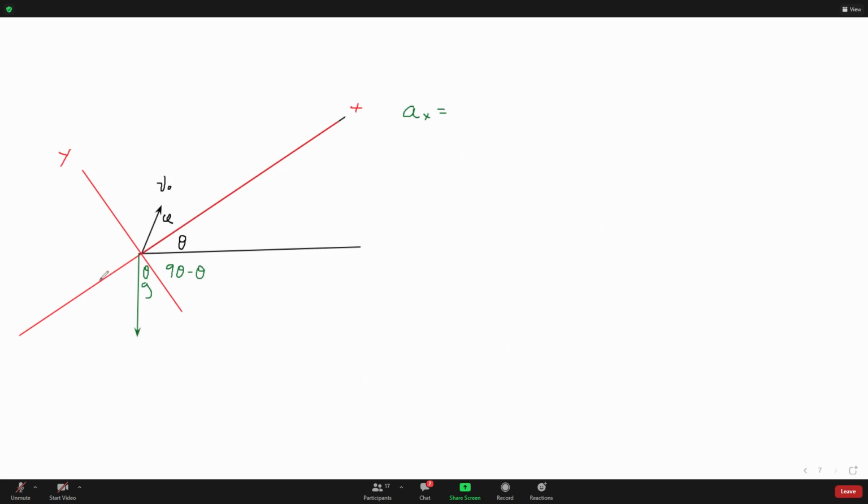Well, that angle is theta, so that this angle here is 90 minus theta. So isn't this the cosine of 90 minus theta times g in the negative direction? And can I write the cosine of 90 minus theta in some simpler form?